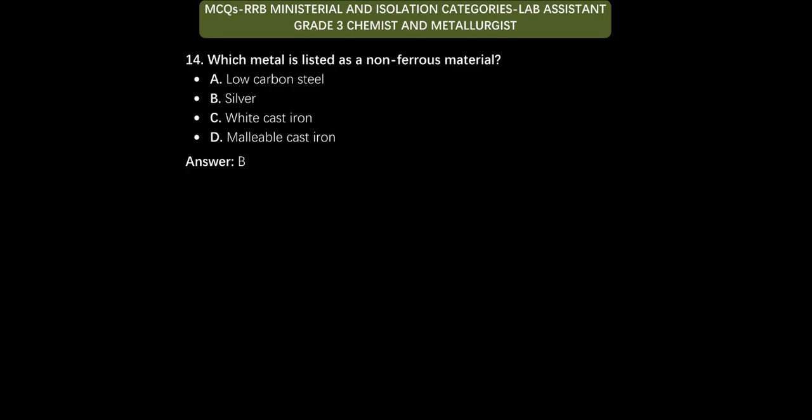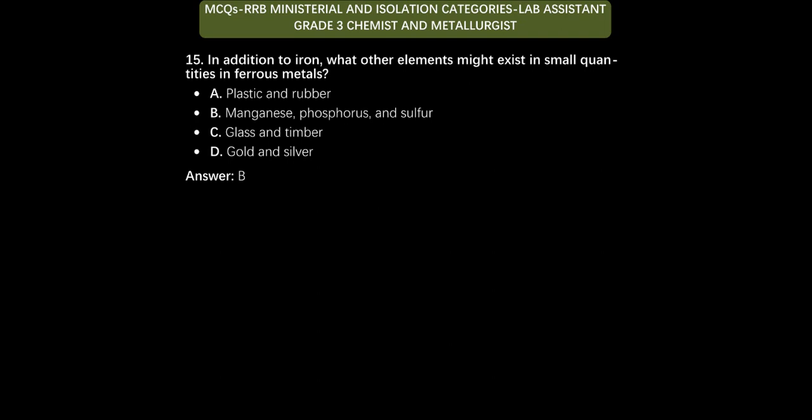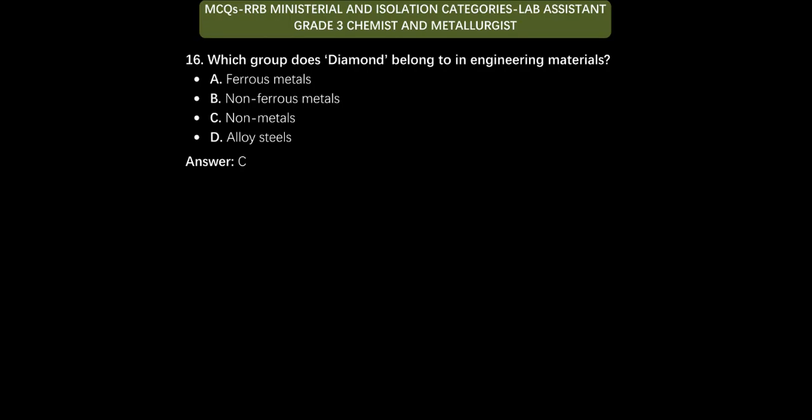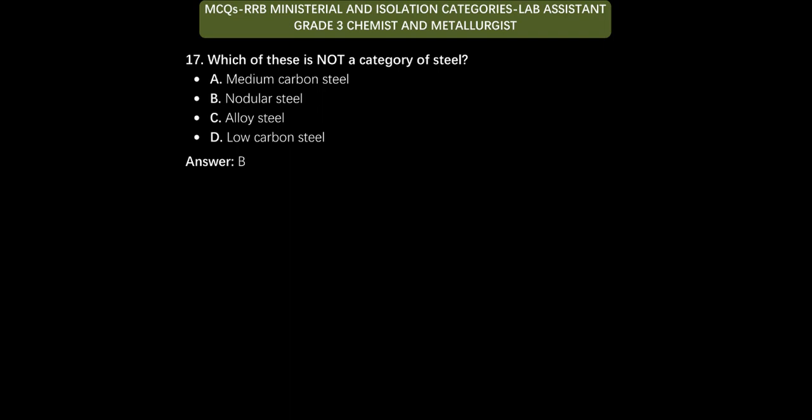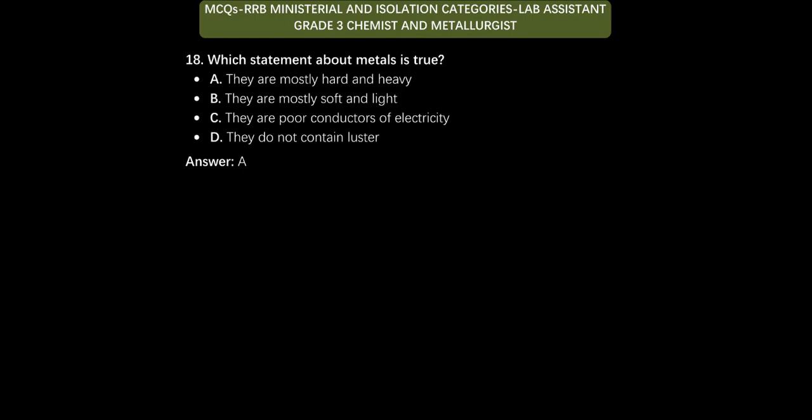Which metal is listed as a non-ferrous material? Option B, silver. In addition to iron, what other elements might exist in small quantities in ferrous metals? Option B, manganese, phosphorus, and sulfur. Which group does diamond belong to in engineering material? Option C, non-metal. Which of these is not a category of steel? Option B, nodular steel.